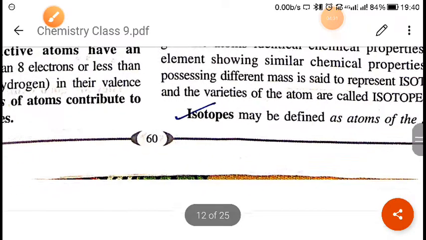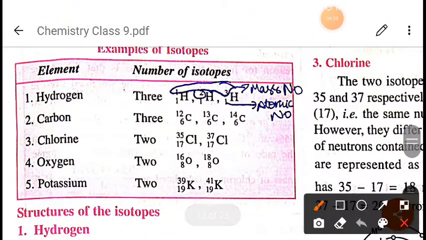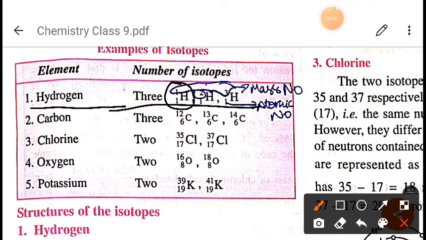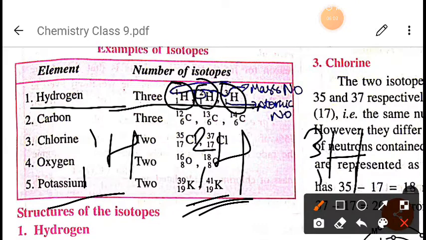So we will see the examples. When you see this table, you will see that hydrogen has three isotopes: hydrogen, hydrogen and hydrogen. The atomic numbers are the same, 1, 1, 1, but the mass numbers are 1, 2 and 3. This one is called protium, this one deuterium, and this one tritium. We will see in detail.